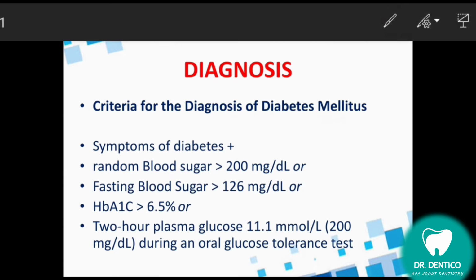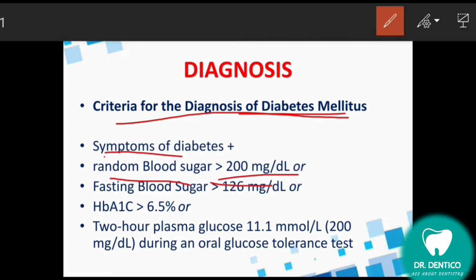Now we will see the diagnosis of diabetes mellitus. First, the criteria for the diagnosis of diabetes mellitus. At first we have to see the symptoms of diabetes. If the patient is symptomatic, that is symptoms of diabetes plus random blood sugar more than 200 mg per deciliter, or else we can also check by FBS, fasting blood sugar, which is more than 126 milligram per deciliter, or the HbA1c.